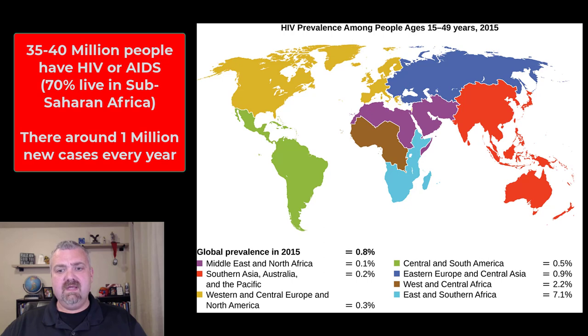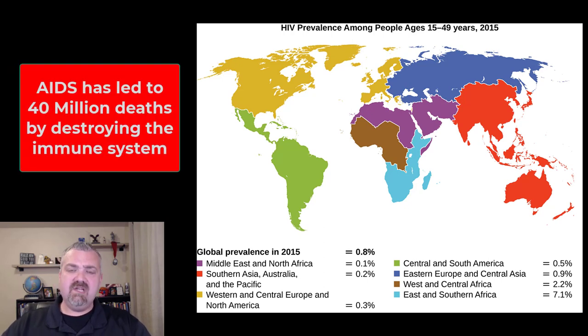Sadly, as you can see here with these percentages, 70% of those people are in sub-Saharan Africa. There are parts of sub-Saharan Africa where 1 in 4, 1 in 5 people are infected. That's terrible, and we need to do better. The incidence of new cases is about a million a year. So you see the United States is a pretty small fraction of what's happening globally, and that's because 70% of these infections are in sub-Saharan Africa.